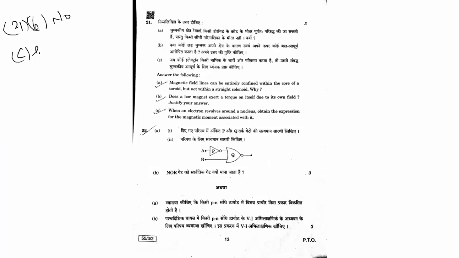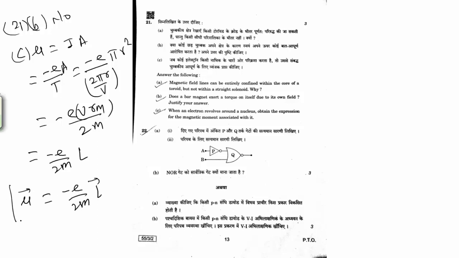Part C, we have to calculate magnetic moment, that is I A, that is equal to minus e charge upon time into A, and time period is given by 2 pi r upon v, and area is pi r square, so it becomes minus e v r upon 2. Multiplying m to numerator and denominator, it becomes minus e by 2m into m v r, which is orbital angular momentum L. So mu becomes minus e by 2m into L. This is the expression for magnetic moment of an electron revolving around the nucleus like this.